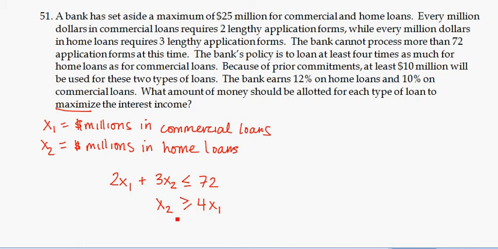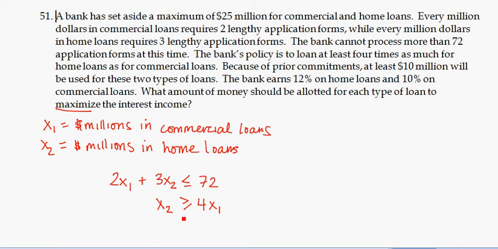Okay, so I suspect some of you might have written that backwards, but think about it just for a single value. Sorry, that was a bad example. If they're only going to do 1 commercial loan, they need at least 4 times as many home loans. So if x1 was 1, then x2 would have to be at least 4. Right? And 4 times 1 would give you the 4.